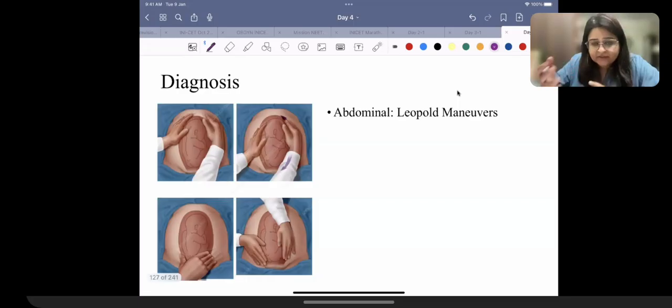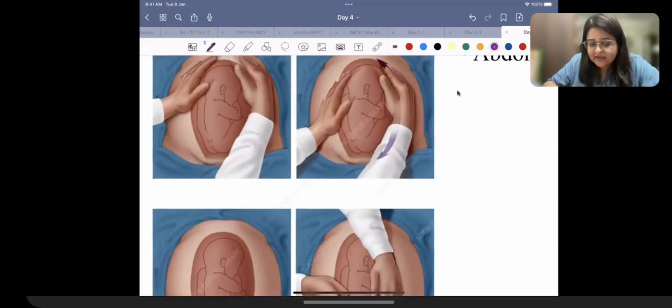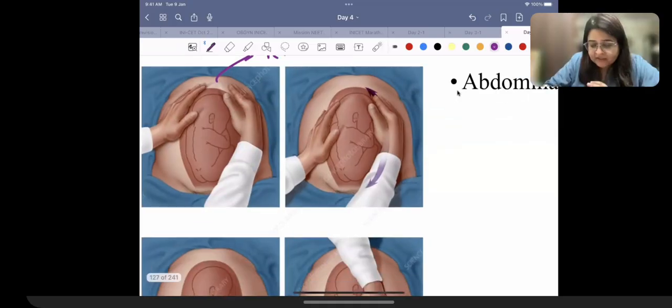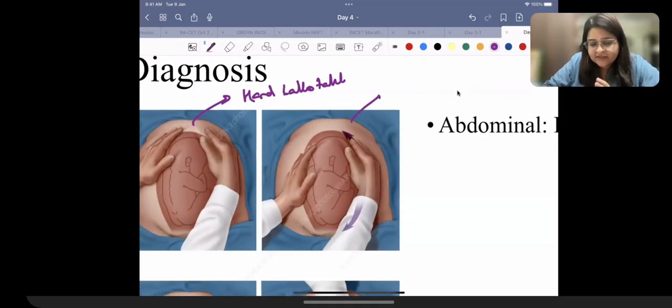And what you need to understand, number one, is diagnosis. How will you diagnose on clinical examination? If you do the Leopold maneuver on the fundal grip, what will you find? You will find the head. That is a hard, ballotable structure. And on the lateral grip, what will you find? One side will be the back, one side will be the limbs.